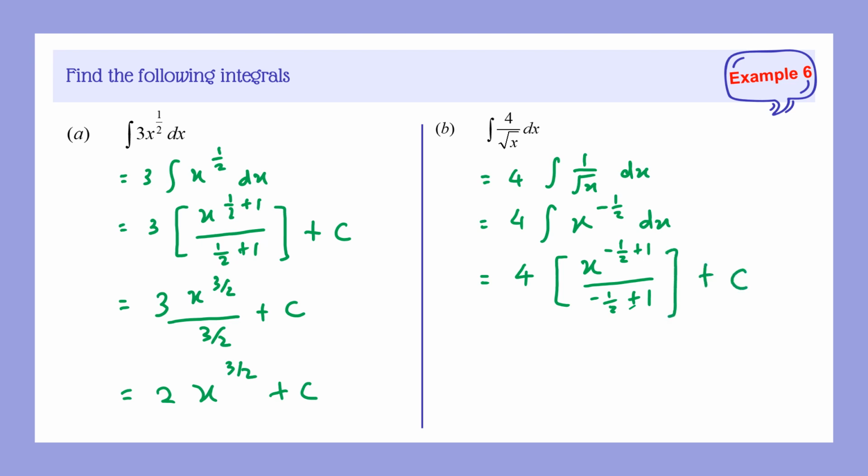plus c. Then we simplify, we get 4 x to the power of 1 over 2 over 1 over 2 plus c. And then we simplify, 4 divided by 1 over 2, we get 8. Then x to the power of 1 over 2 is square root of x. So then finally we get 8 square root of x plus c.